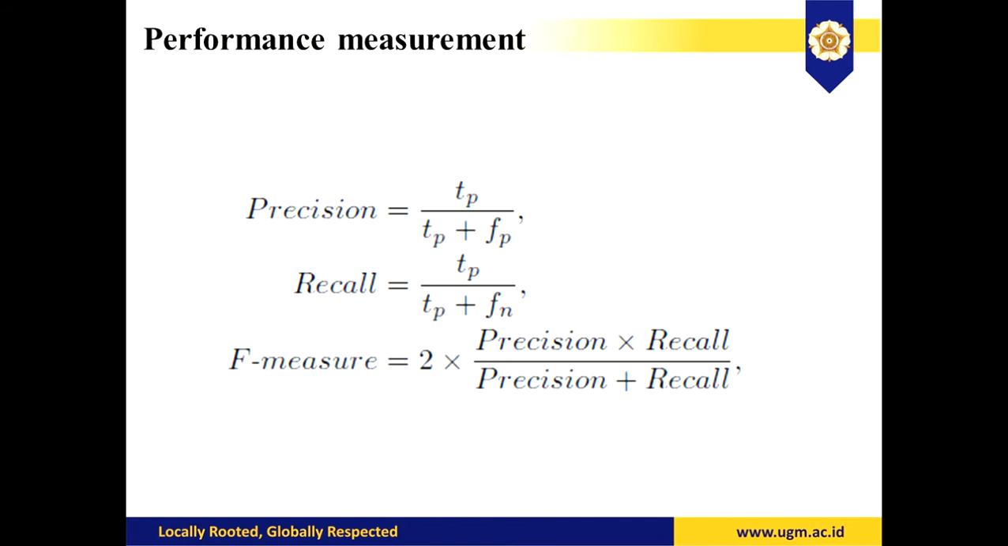To check the performance of the system, we use precision, recall, and F-measure, where precision is true positive divided by true positive plus false positive, and recall is true positive divided by true positive plus false negative, and F-measure is 2 times precision times recall divided by precision plus recall.